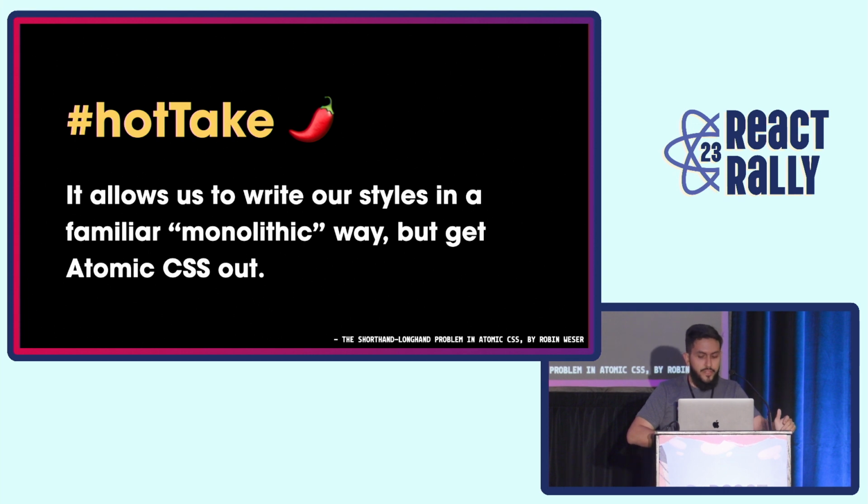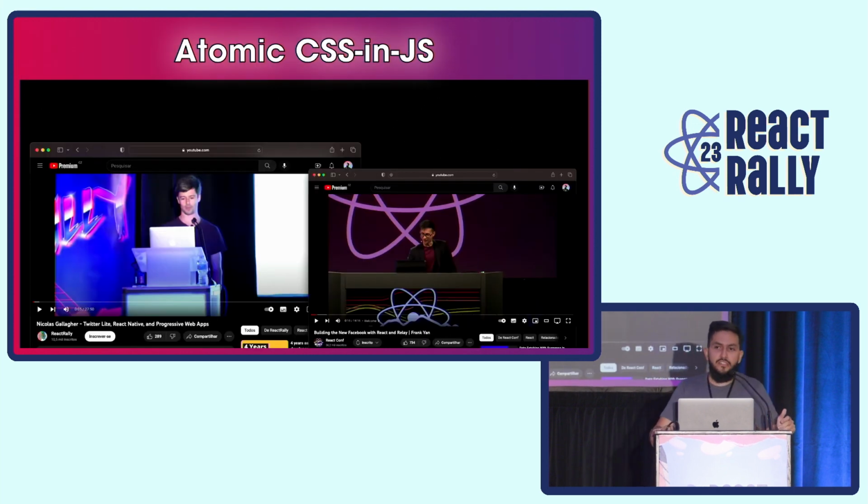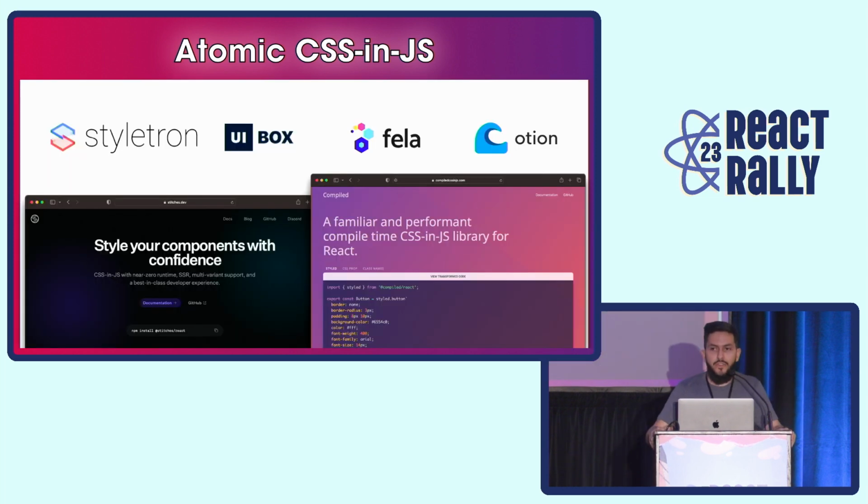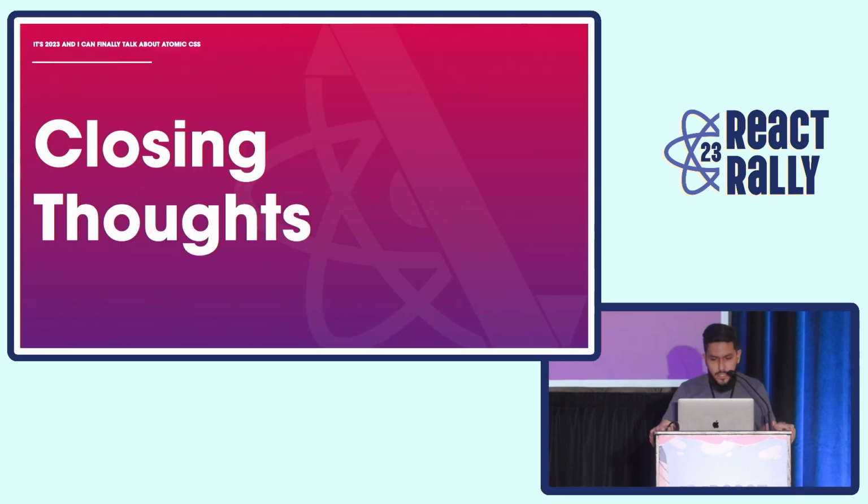So I would definitely recommend you to check it out. There are great sessions by folks from Twitter and Meta on how they leverage that. And this is not a new thing. They've been doing that, even here in past editions of React Rally, by the way. And nowadays we have a lot of libraries that are based on these ideas. So we have Stitches, we have StyleTron, Fila, UIBox, and so on. So yeah, this might be the right flavor of Atomic CSS for some of you.